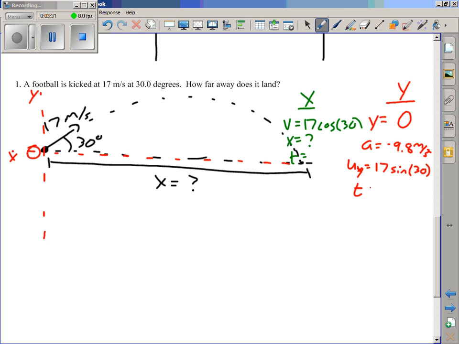I don't know anything about the time. I'm looking for x, that's in the x-axis, but I'm missing time. So I need to get time. Where can I get it from? The y. So in the y-axis, let's use y equals ut plus 1 half a t squared.